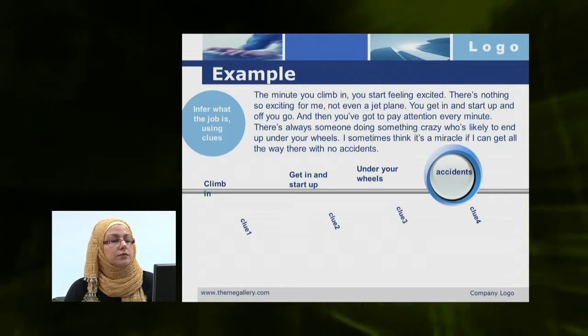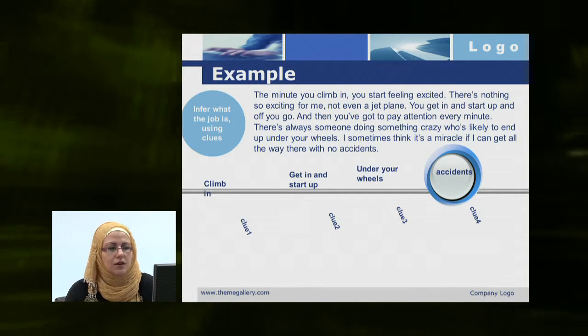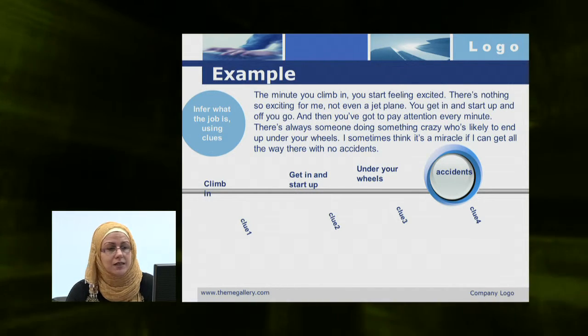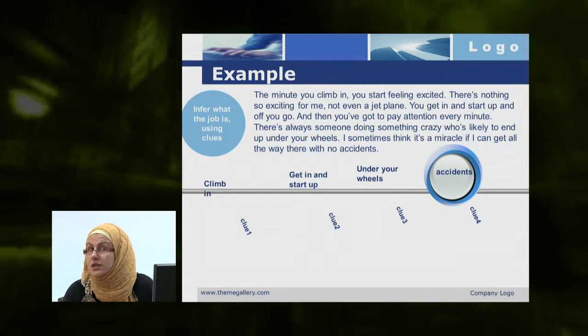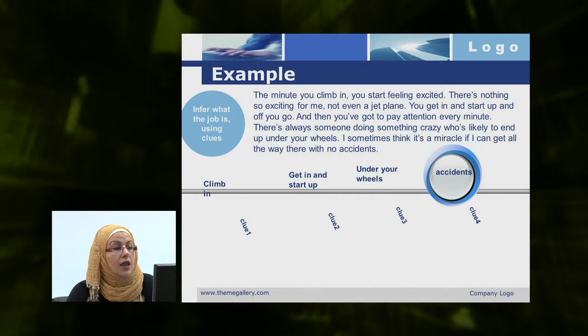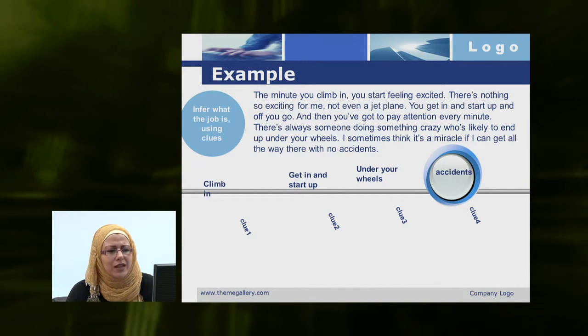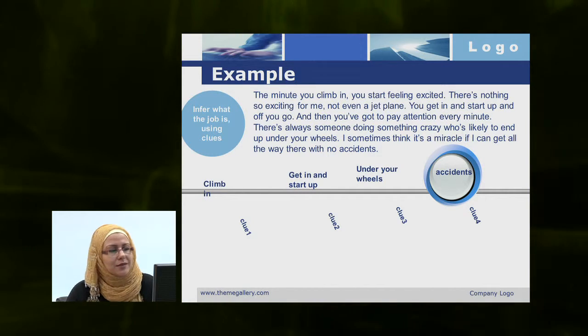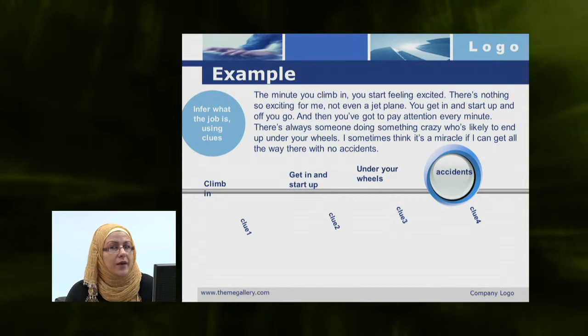Here's an example. The question says, infer what the job is, using clues. That's the text. The minute you climb in, you start feeling excited. There's nothing so exciting for me, not even a jet plane. You get in and start up, and off you go. Remember, we said focus on the tone of the author. And then you've got to pay attention every minute. There's always someone doing something crazy who's likely to end up under your wheels. I sometimes think it's a miracle if I can get all the way there with no accidents.